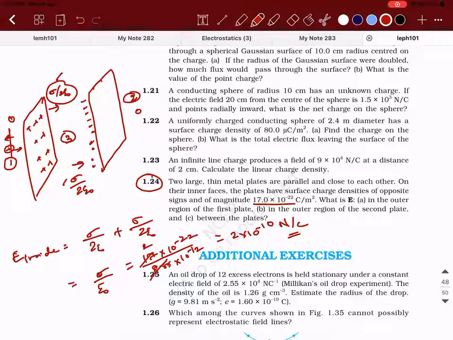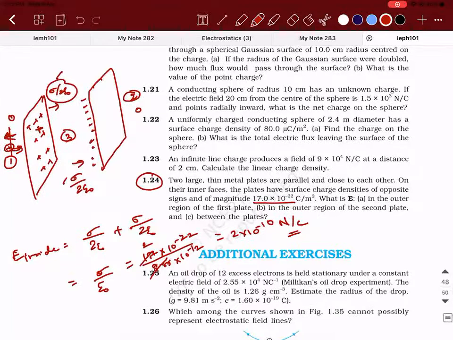Due to positive charge, the positive charge is present here, right? If you place a test charge, due to this positive charge, it will experience an electric field in this direction. And due to the negative charge, it will experience electric field in the opposite direction. So they tend to get cancelled. That is the meaning.